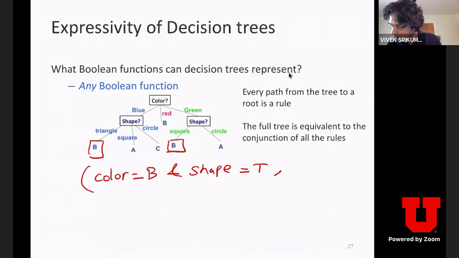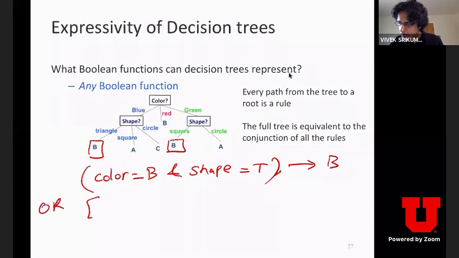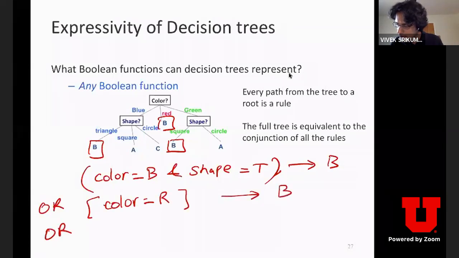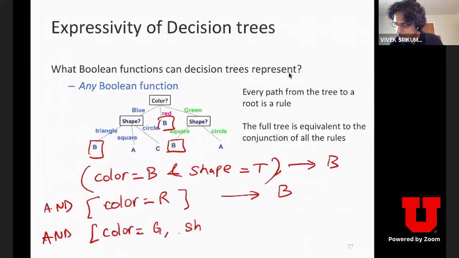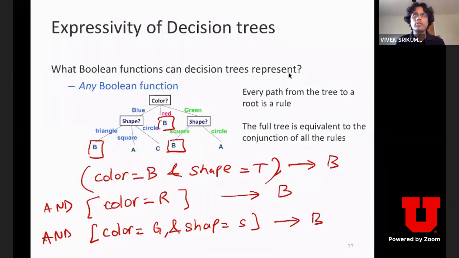So if this is the case, then the label is a B, or you have a B here also, right? If color equals red, then the label is a B, or, oh, sorry, not or, this is an and. And if the color is green and the shape is a square, then this label is B. So I have written the tree as a collection of rules.